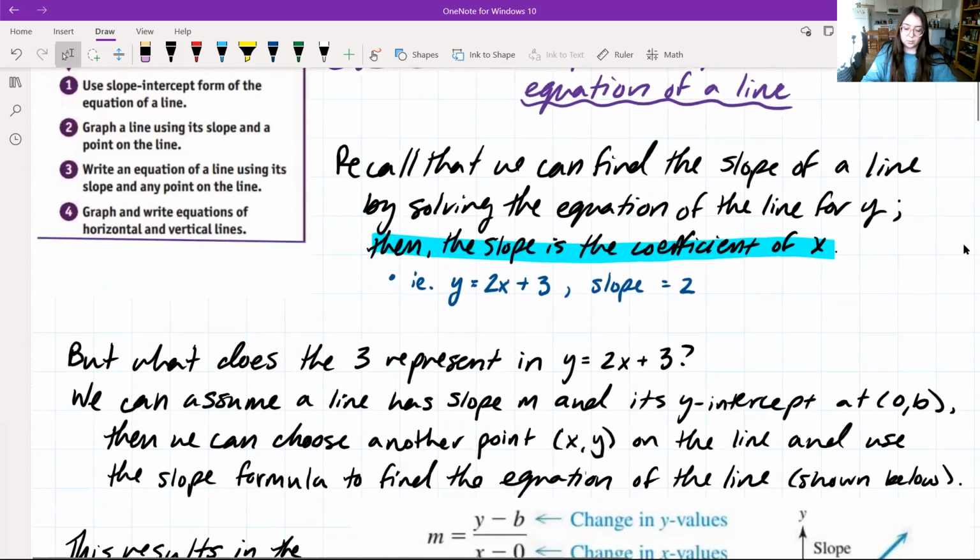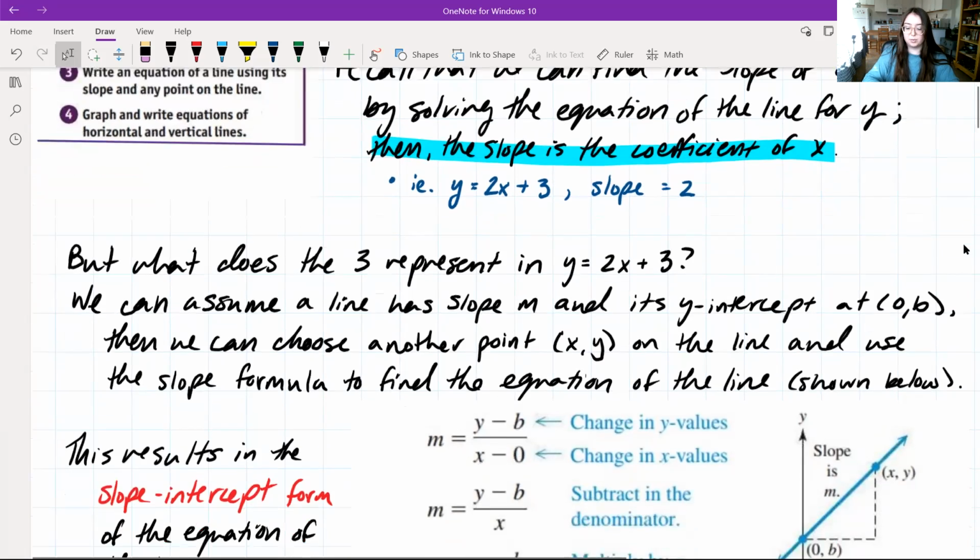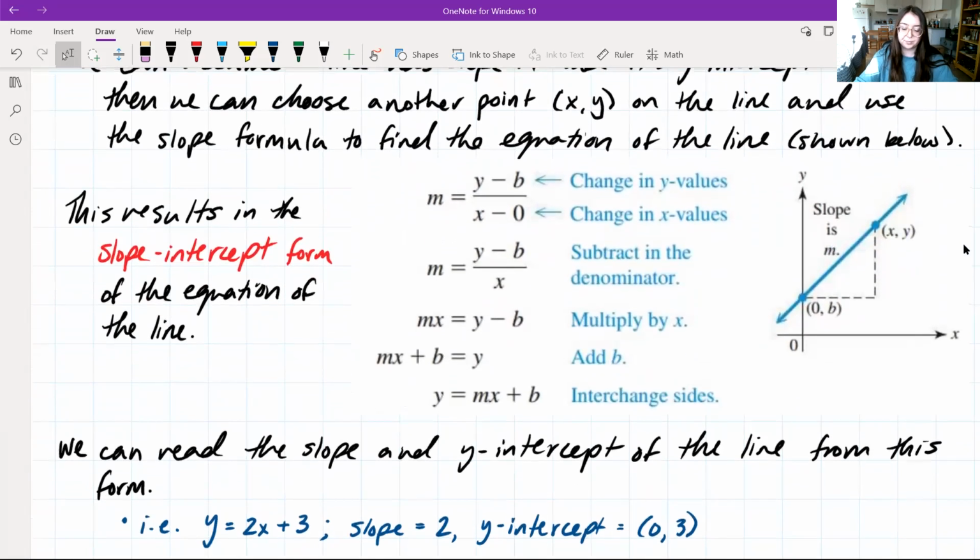But in this case, what does the 3 represent in something like y is equal to 2x plus 3? If the coefficient 2 means something, then 3 should also mean something. So we can assume that a line has a slope m, which in this case is 2, and its y-intercept is going to be at the point (0, b). Then we can choose another point, (x, y), on the line and use the slope formula to find the equation of the line. This is shown below, so we'll take a look at this picture here.